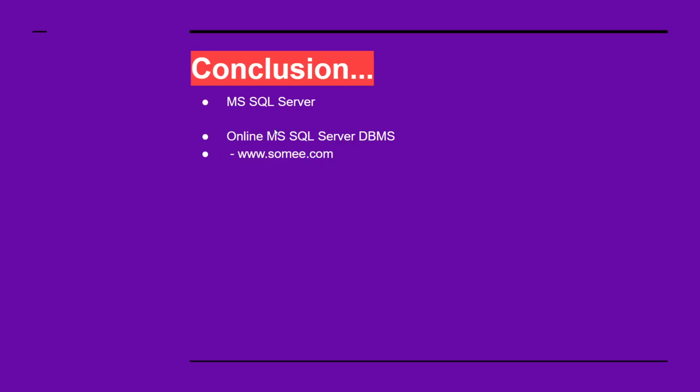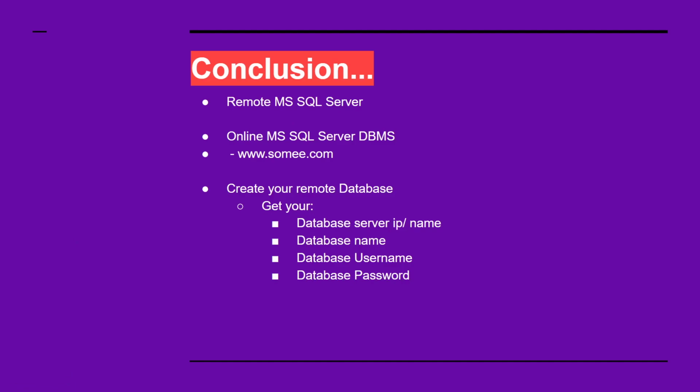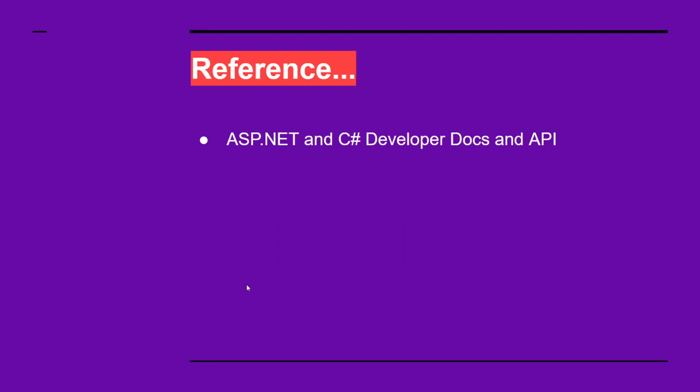Okay, so the conclusion is you created your remote MS SQL Server database, and we used just one provider called www.somi.com. You can use any of the providers. What you need to get from this lesson is the concept, and do it the same way in any provider's dashboard. We created the remote database, and in the dashboard we showed you where the database server name or IP, the database name, the username and the password are. These 4 bullet points you need to use in your ASP code. We'll be using these references when we do this practical project.